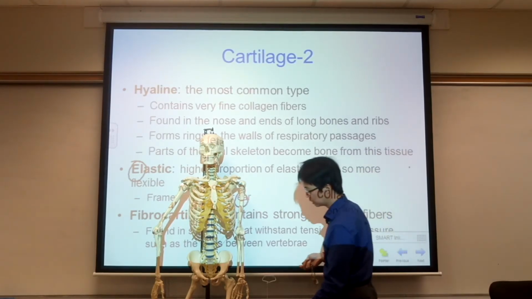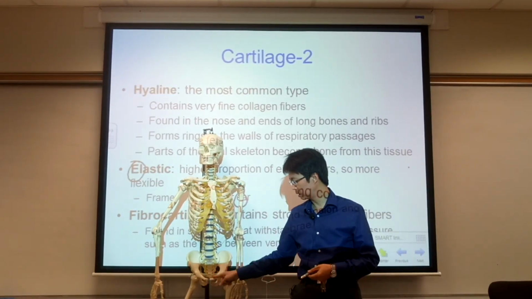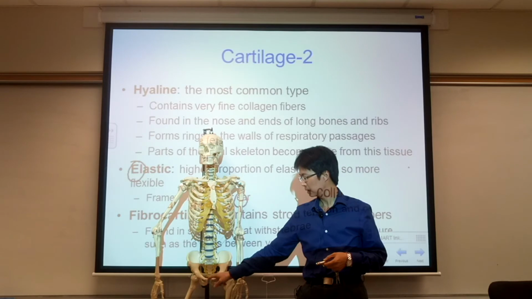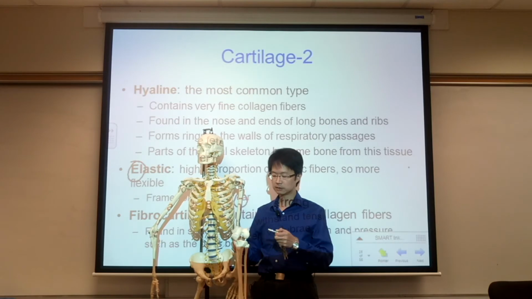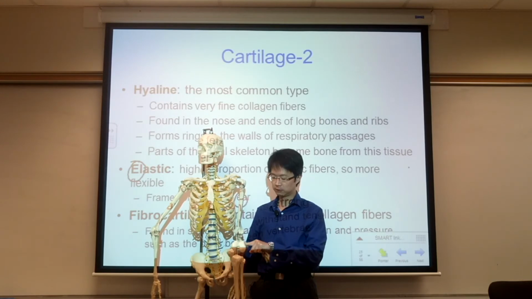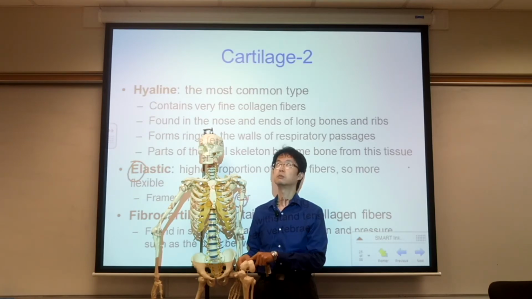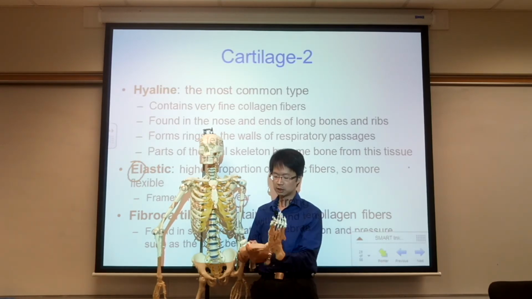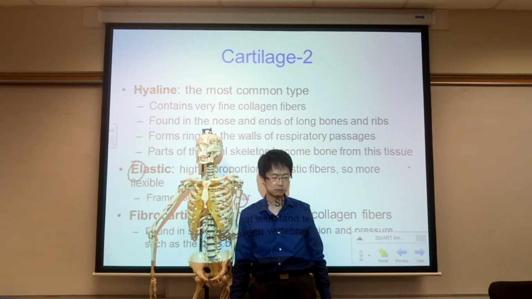Also, we have fibrocartilage here in between the hip bone. This fibrocartilage is called pubic symphysis. And also we have fibrocartilage in between the knees, so that when we walk or when we jump, the femur and the tibia will not hit each other directly. Instead, there's fibrocartilage here to absorb the shock.